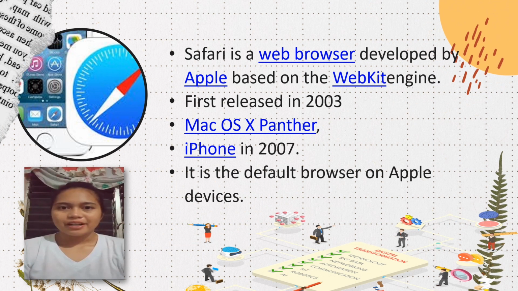Safari is a web browser developed by Apple based on the WebKit engine, first released in 2003 with Mac OS X Panther. A mobile version has been included in iOS devices since the introduction of the iPhone in 2007. It is the default browser on Apple devices. A Windows version, now discontinued, was available from 2007 to 2012.